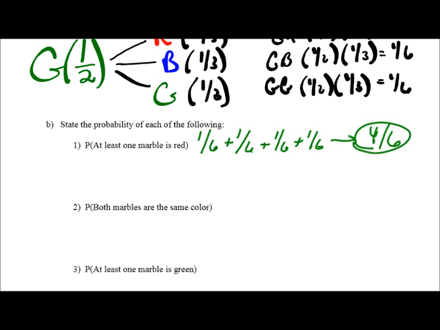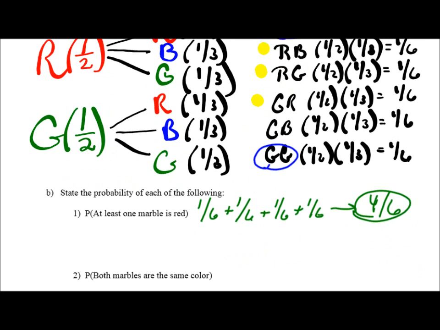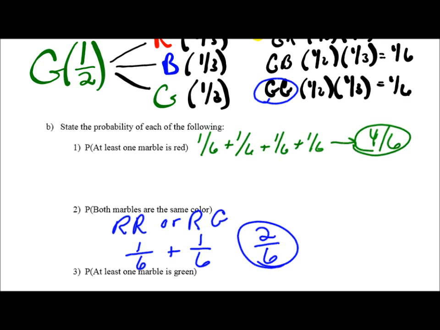Down below, what's the probability that both marbles are the same color? Again, let's look at our sample space, and both are the same color. Well, here's GG, green, green. Here's red, red, RR. Both of them are the same color in that case. And so the probability that they're both the same color, I either have to get red, red, or green, green. 1 out of 6 chance of getting the 2 red, 1 out of 6 chance of getting the 2 green. That's a 2 out of 6 chance that I will get both marbles the same color.